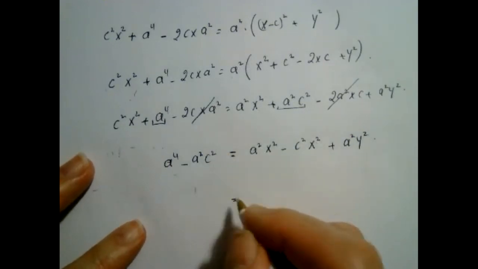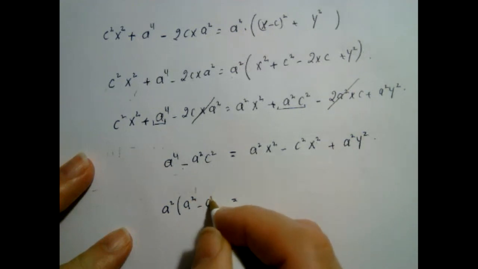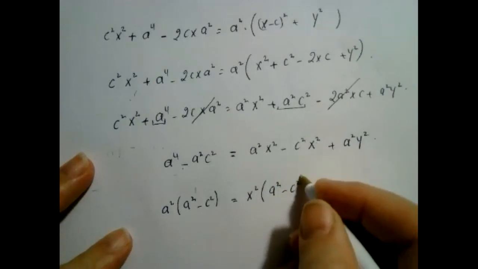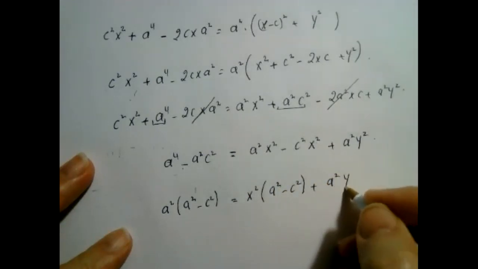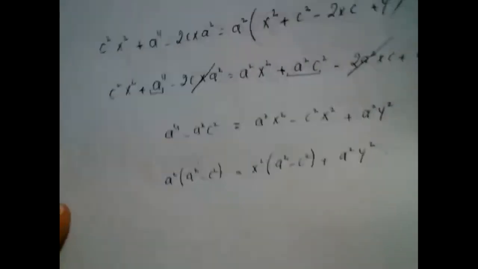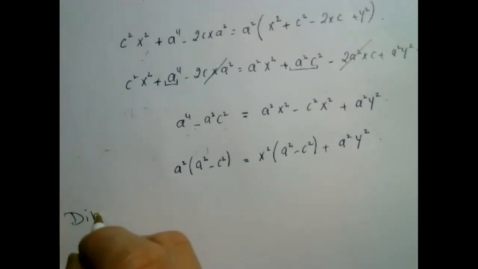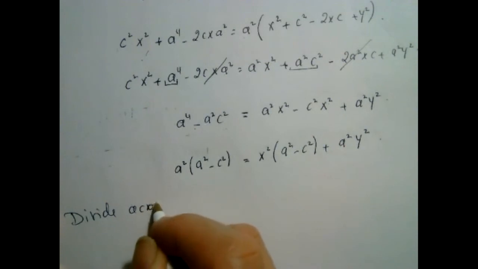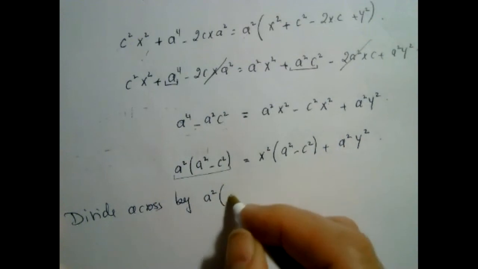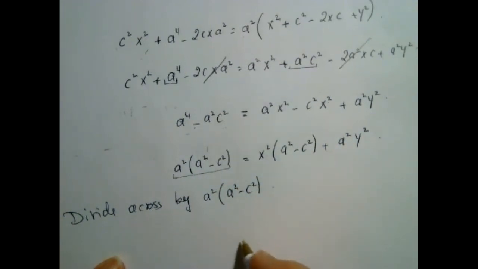So this will give me... Now, if I factor out the a squared here, I will have a squared minus c squared, plus a squared y squared. Okay, I am at the end of our equation. We're going to divide across by this quantity here. Okay, we're going to divide across by that. Let's see what we get.